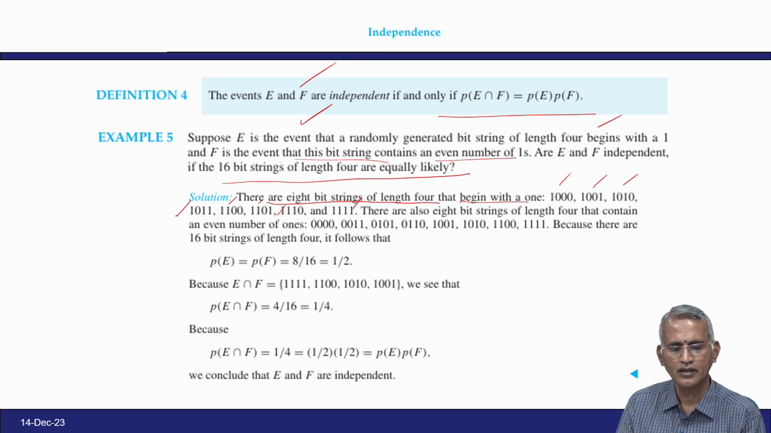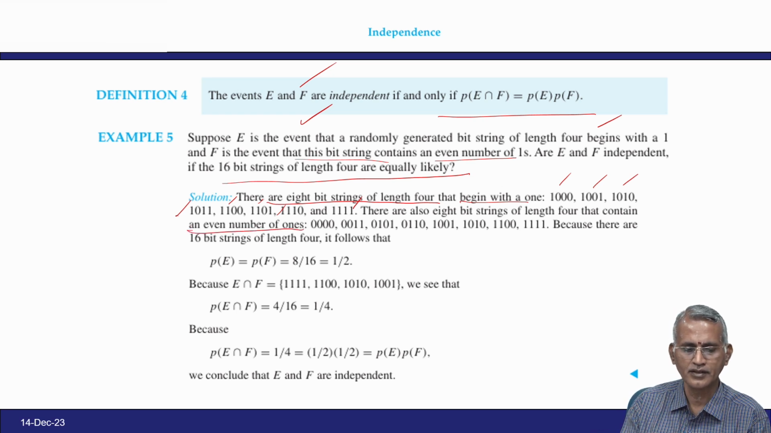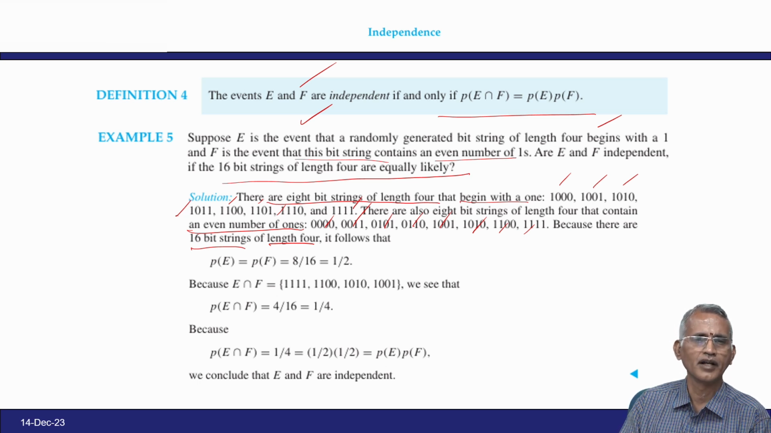So, these are all the 8 bit strings of length 4 that begin with 1, and there are 8 bit strings of length 4 that contain an even number of ones, that is 0000, 0011, 0101, 0110 and 1001, 1010, 1100 and 1111. Because there are 16 bit strings of length 4, it follows that probability of E equals probability of F, which is equal to the number of favorable outcomes divided by total outcomes, 8 by 16, which is equal to 1 by 2.